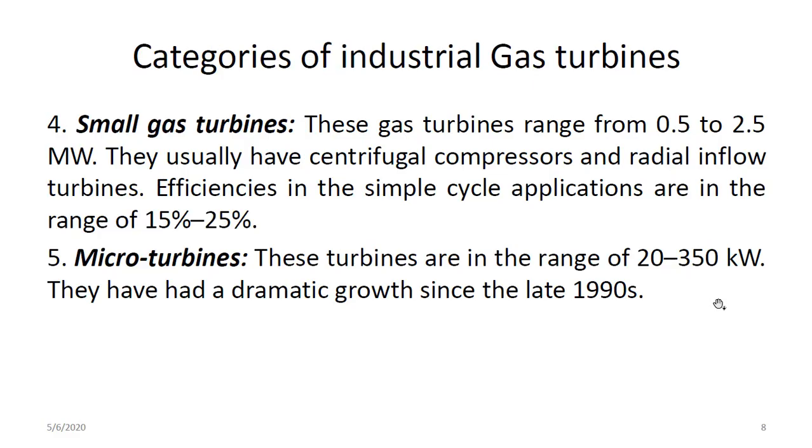Okay, and the other classification is small gas turbines. These range in power output from 0.5 to 2.5 megawatts, and they have a centrifugal compressor and a radial inflow turbine, and have relatively low efficiency in the range of 15 to 25. Okay, and we've got micro turbines.